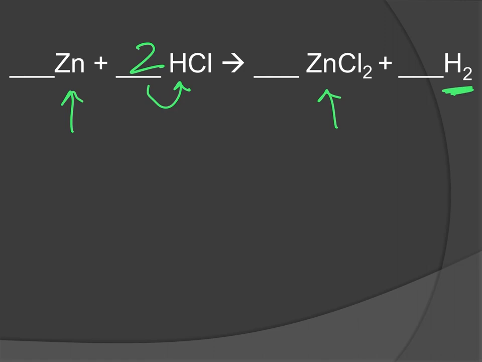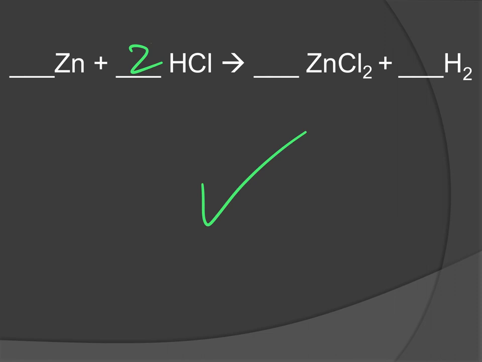I could go back and double check just by seeing which ones I have of everything. I've got 1 zinc, 2, oh, I erased my 2. Look at me and my magic eraser skills. There we go. 2 hydrogens, 2 hydrogens, 2 chlorines, 2 chlorines. This is balanced. It's done.